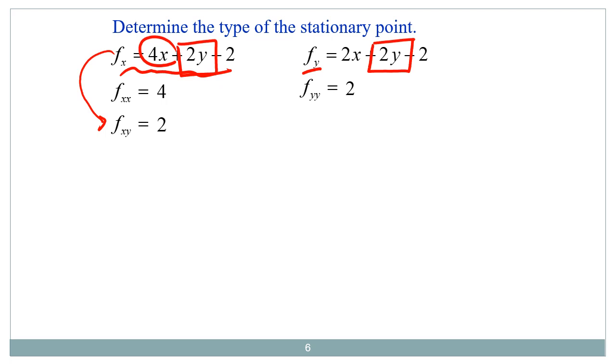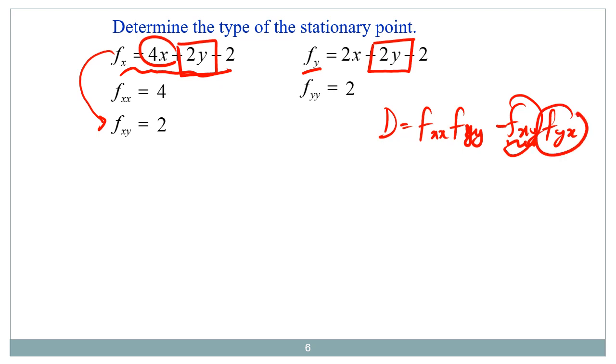And then we don't have to find f sub yx because f sub xy and f sub yx are the same. The discriminant is equal to f sub xx times f sub yy minus f sub xy times f sub yx. But we know that f sub xy is the same as f sub yx. That's why we have f sub xy squared. Now just substitute all of these values into the discriminant function. So f sub xx equal to 4 multiplied by f sub yy equal to 2, minus f sub xy squared. So 4 multiplied by 2 minus 2 squared, which is equal to 4.